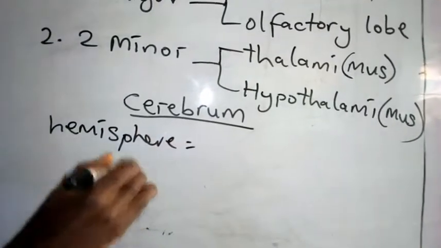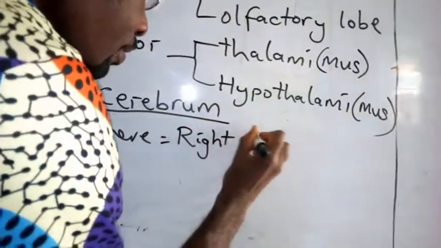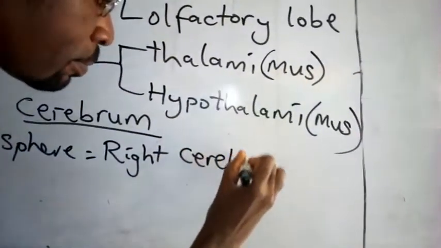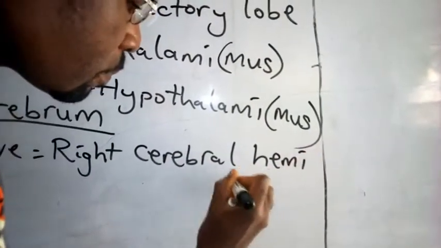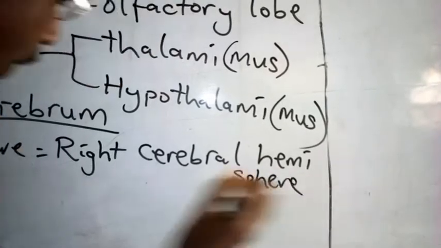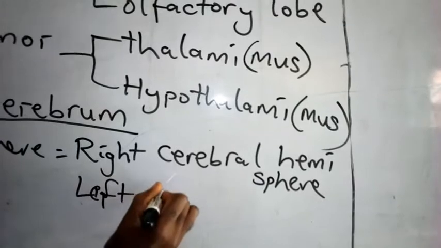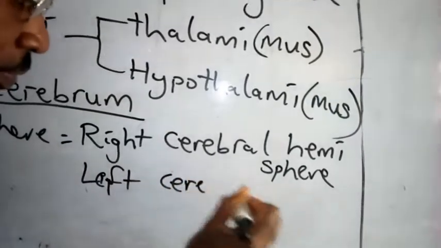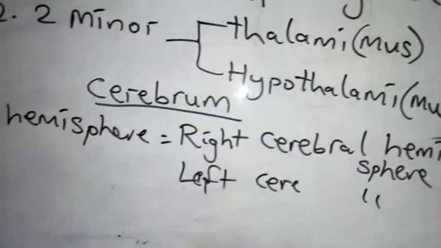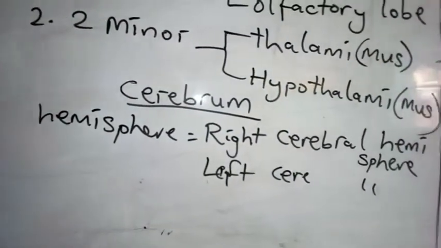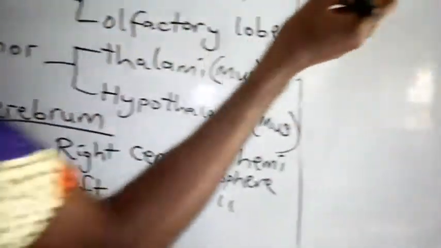and these two hemispheres are known as the right cerebral hemisphere and the left cerebral hemisphere. So the largest part of the brain, being the cerebrum, is divided into two major parts. Now let me give you a sketch.